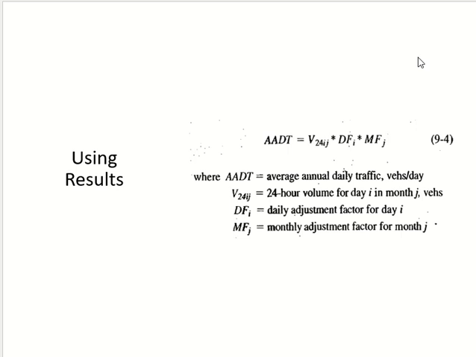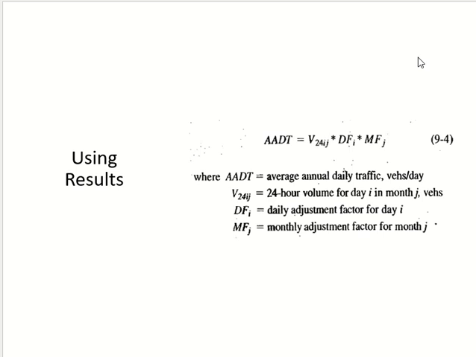So when the count is less, you only took the count for one day. Now from one day, how can we calculate the annual average? We cannot do it. Got it? So then we use the adjustment factors to calculate this annual average. How? We use this equation.